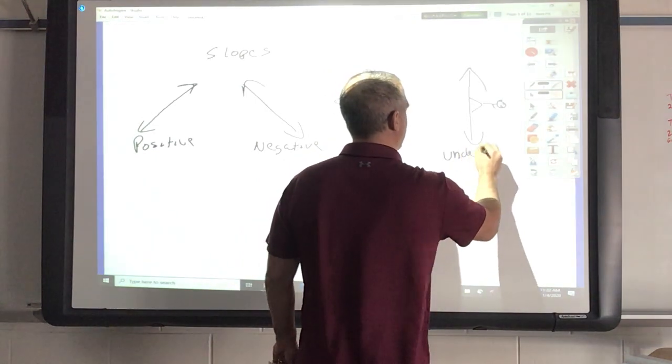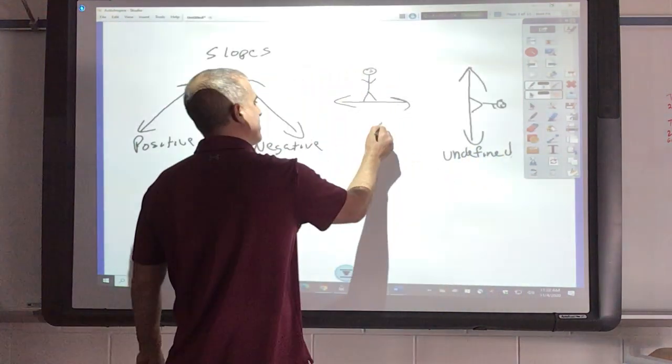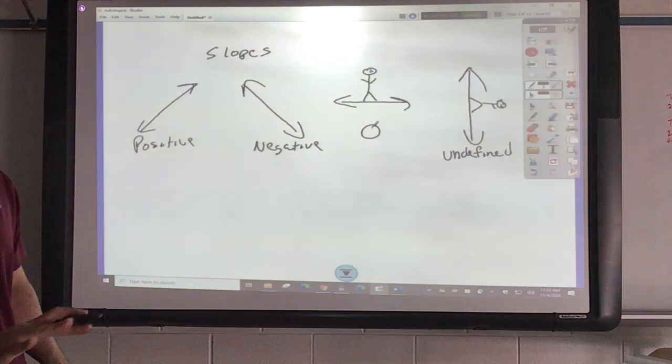This is called undefined slope. This slope here is called zero slope. It just means it's flat.